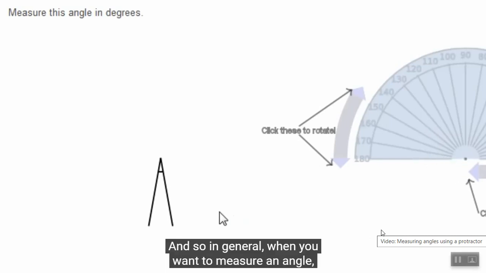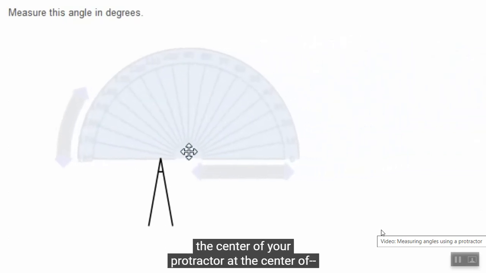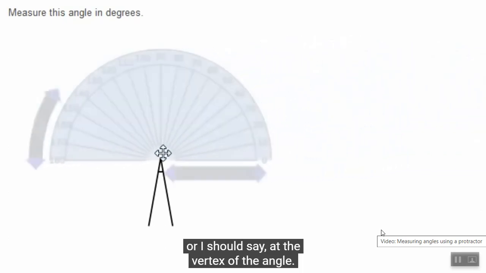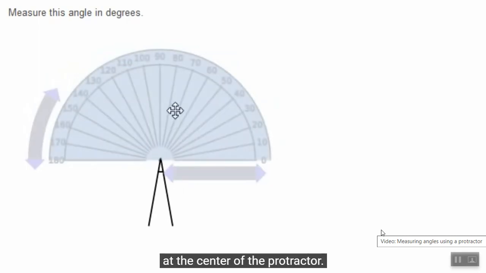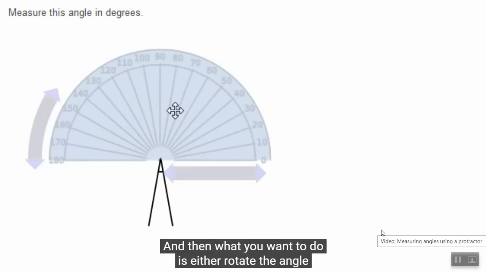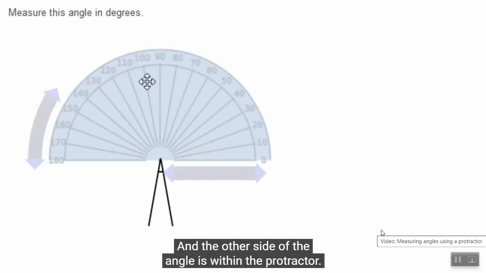And so in general, when you want to measure an angle, you want to put the center of your protractor at the vertex of the angle, or you want to put the vertex of the angle at the center of the protractor. And then you want to either rotate the angle or rotate the protractor. In this case, we're going to rotate the protractor, so that the zero mark is at one of the sides of the angle, and the other side of the angle is within the protractor.